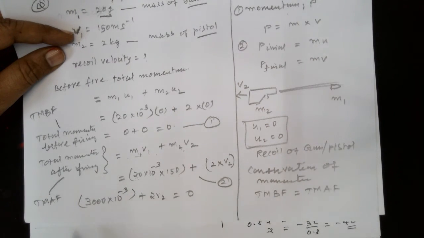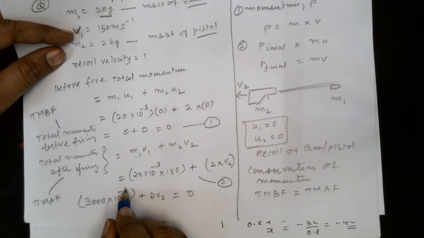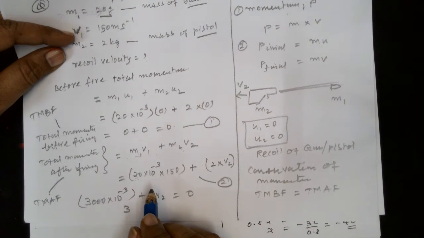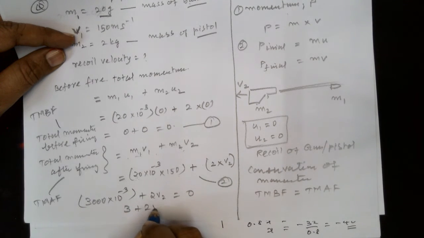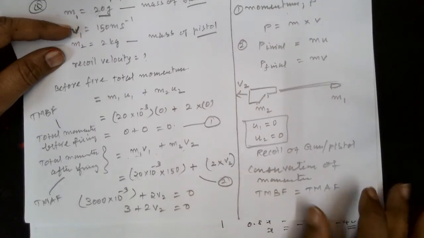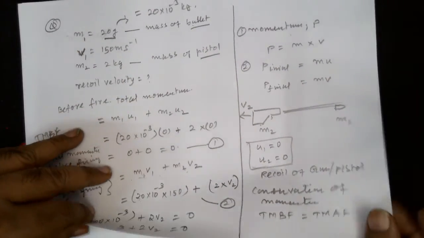Is it not? Now, these two equations are equal. So, 300 into 10 power minus 3, that is 3000 into 10 power minus 3, is nothing but 3. Because 3000 can be written as 3 into 10 cube, and 10 cube into 10 power minus 3 is 10 power 0, that is 1. So, we can have 3 plus 2V2 is equal to 0. Are you able to follow? Right.